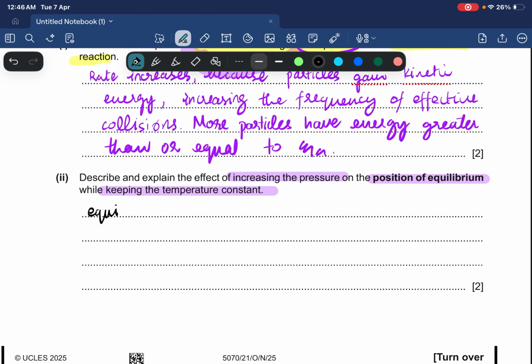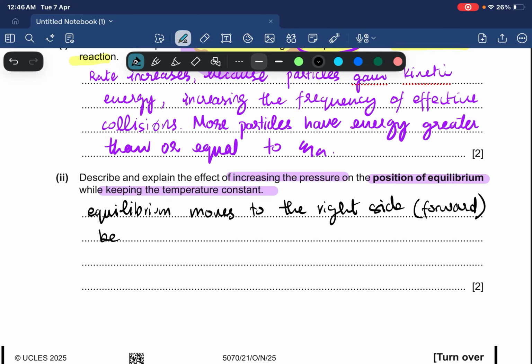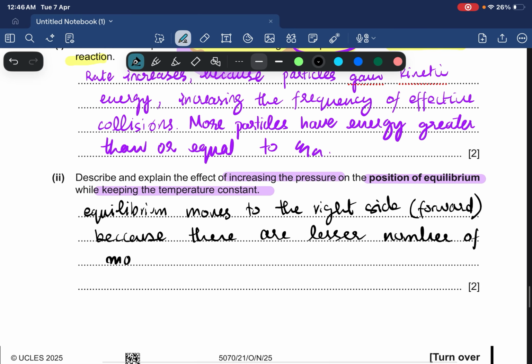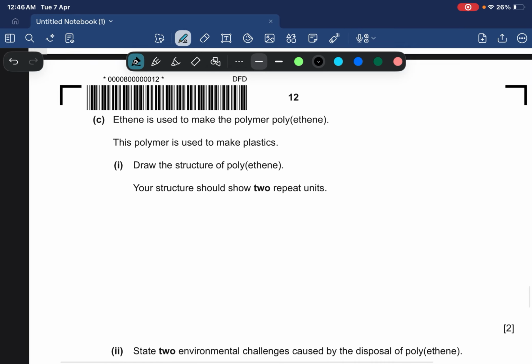Equilibrium moves to the right side because there are lesser number of moles. Got it?